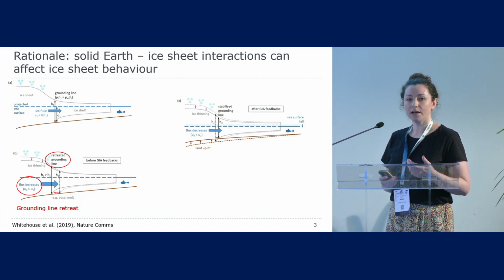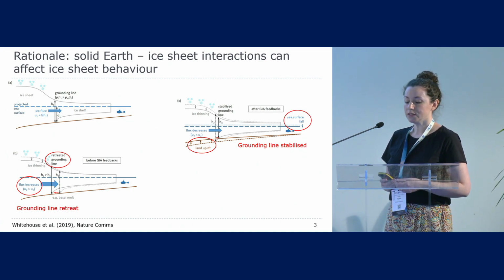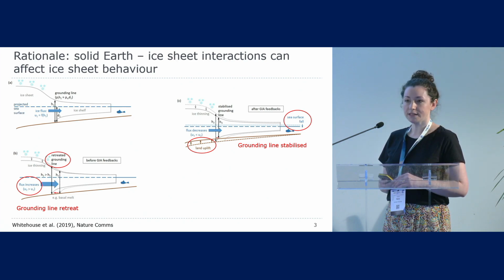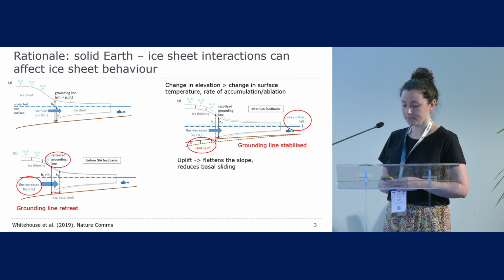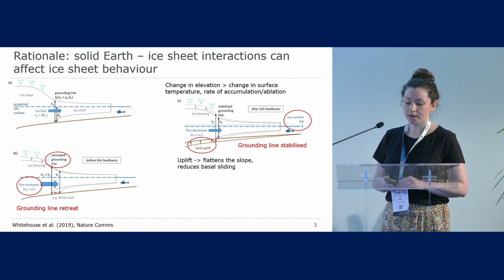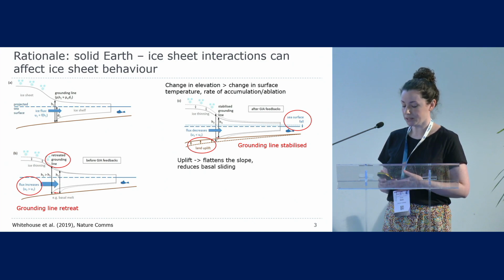But if we take into account GIA feedbacks, what happens is the melting of the ice sheet triggers land uplift and a local sea surface fall. And this decrease in local water depth acts to stabilise the grounding line. Flux across the grounding line decreases and the system is stabilised. We also see a flattening of the slope, which reduces basal sliding within the ice sheet and alters the internal forcing. And changes in elevation of the surface can affect surface temperature and rate of accumulation and ablation.